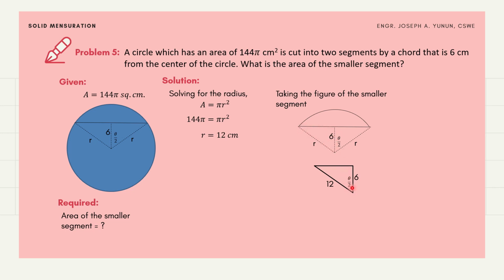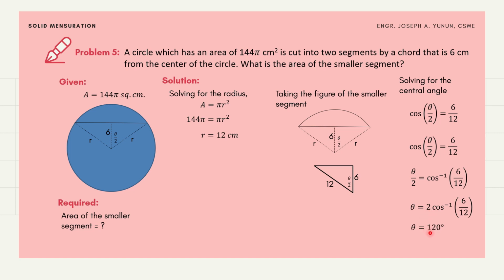Then solving for theta, you can use a function which is cosine. This is the adjacent and this is the hypotenuse, okay? Solving for the central angle, I'll just use cosine. Theta all over 2 is equivalent to 6, which is adjacent, all over 12, which is the hypotenuse. Then simplifying that, taking arc cosine, you get arc cosine of 6 all over 12, and then you can multiply both sides by 2. And then theta now is 120 degrees. So 120 degrees is from this radius up to the radius here.